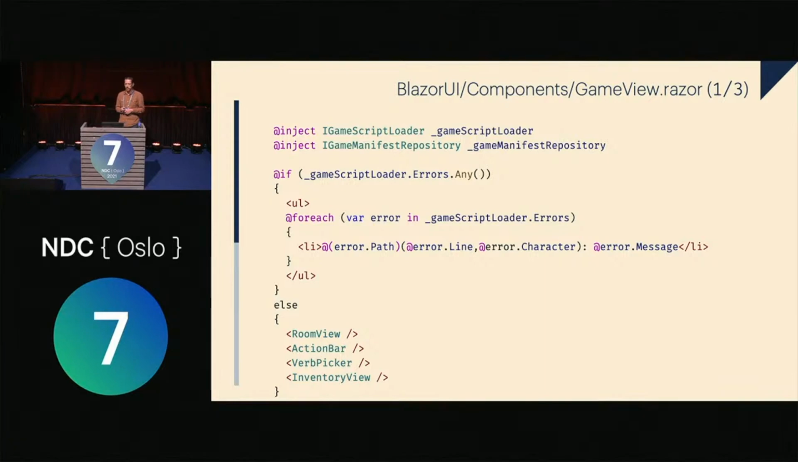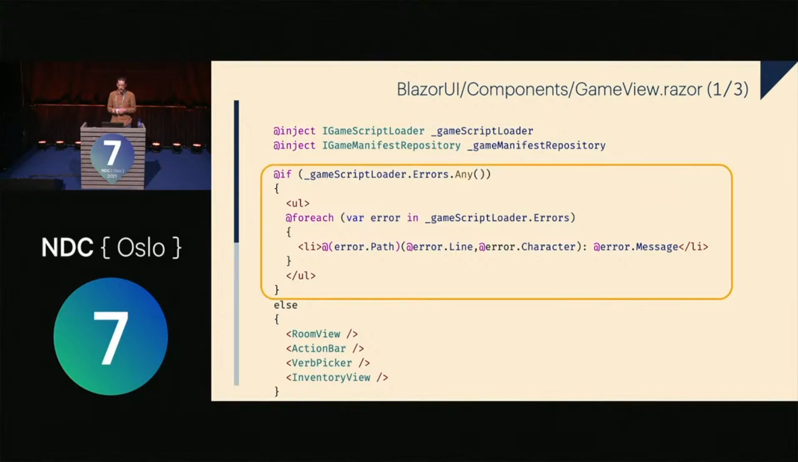So let's see what that looks like in one of these components. So let's dive into the game view component. Here again at the top you see some stuff being injected. I won't go into it. I need those classes to load a game. Then I check if the game script has any errors. If it does, I render those on the screen because it will make my life much easier to debug it. But otherwise, if everything went well, I can render my UI, and my UI consists of these other 4 components.